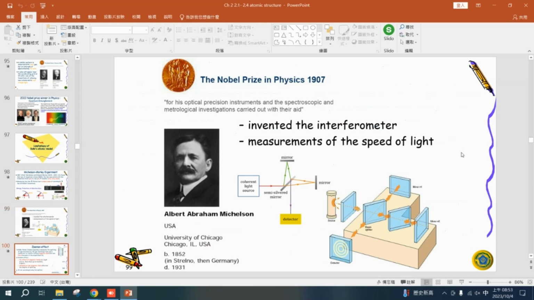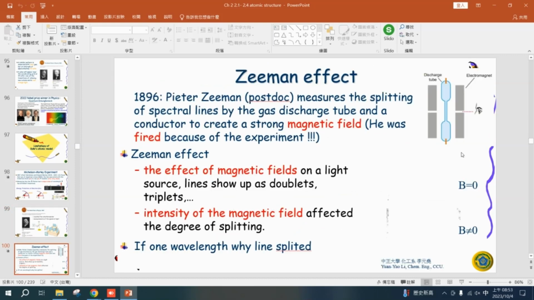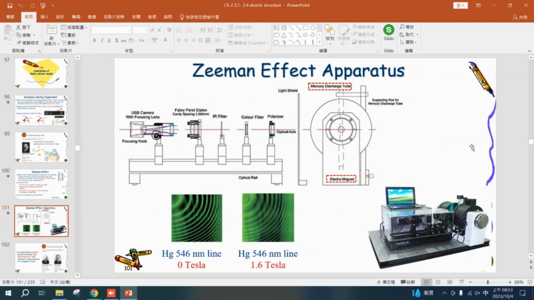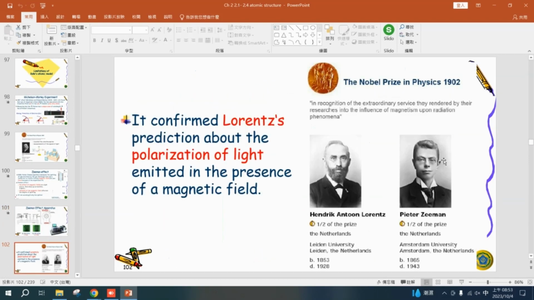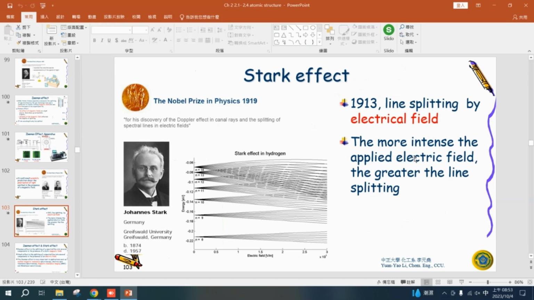And then the second one is the Zeeman effect. The Zeeman effect tells us if you put a magnetic field surrounding the gas discharge tube, the spectrum will split. The light will split. And also, if you put an electrical field surrounding the gas discharge tube, again, the spectrum will split.